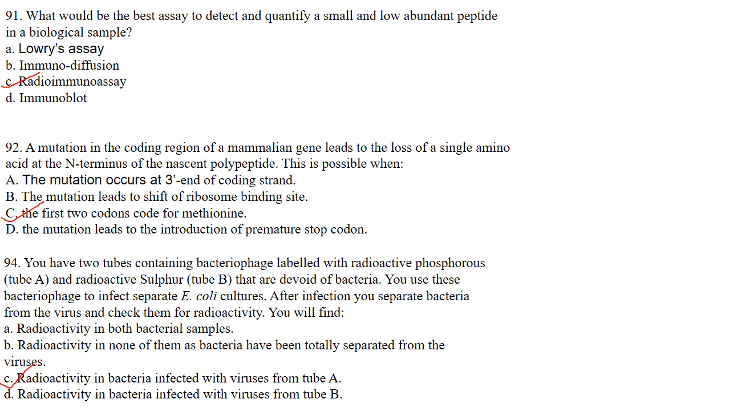You will find, radioactive phosphorus will label the DNA of the phage, and radioactive sulfur will label the protein coat. So upon infection to E. coli, radioactive phosphorus, which is labeled to DNA, will enter the cell, whereas the protein coat will be left outside. So you will see radioactivity in bacteria infected with virus from tube A. So the answer is radioactivity in bacteria infected with virus from tube A. Answer is option C.